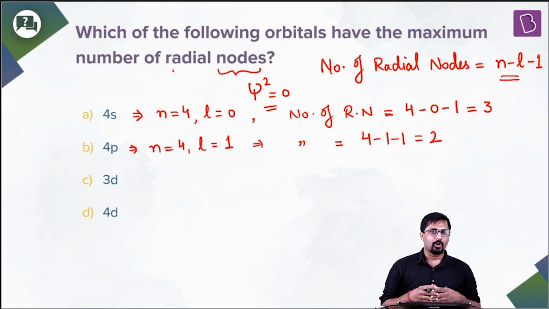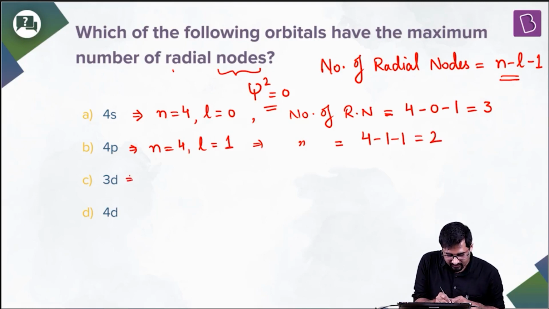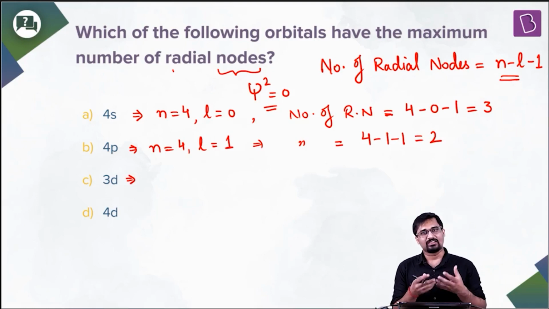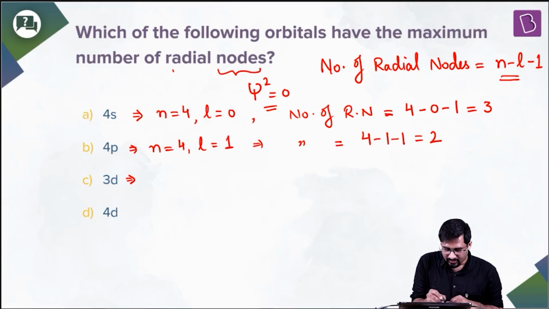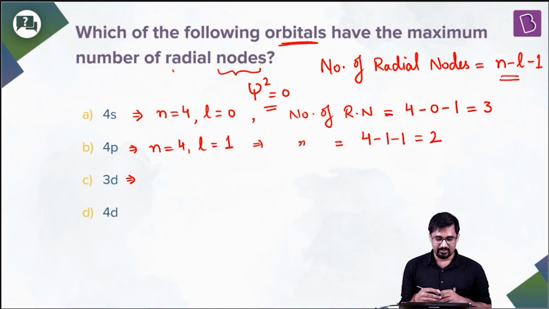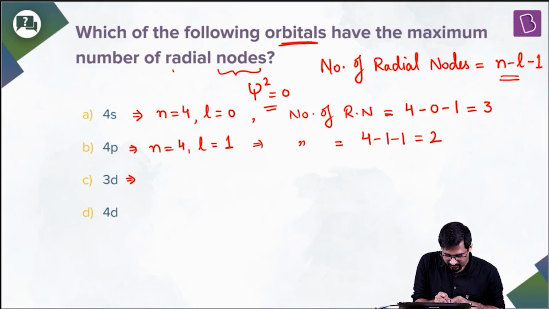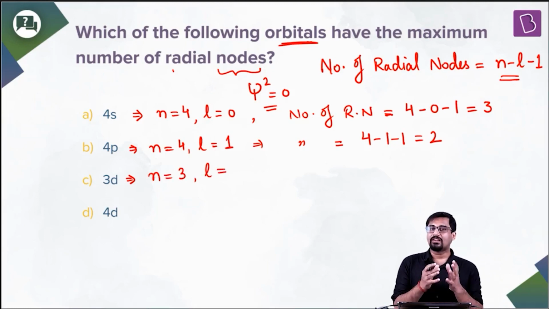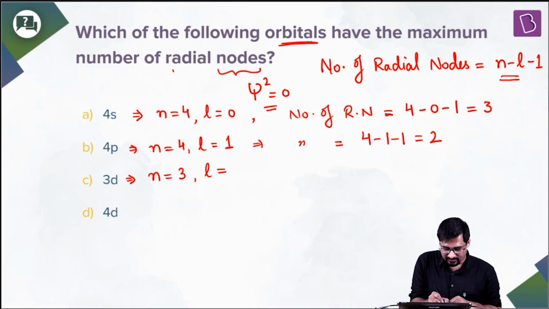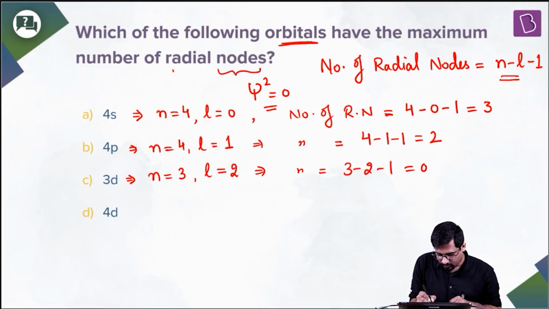Now moving to the third option, that is option C, where we have 3d orbital, or you can say 3d subshell. In fact, orbital you should say, because in the question itself it is mentioned that these are orbitals. So for 3d orbital, n here is 3 and the value of l for d subshell or d orbital is 2. Therefore the number of radial nodes will be 3 minus 2 minus 1, that is 0.